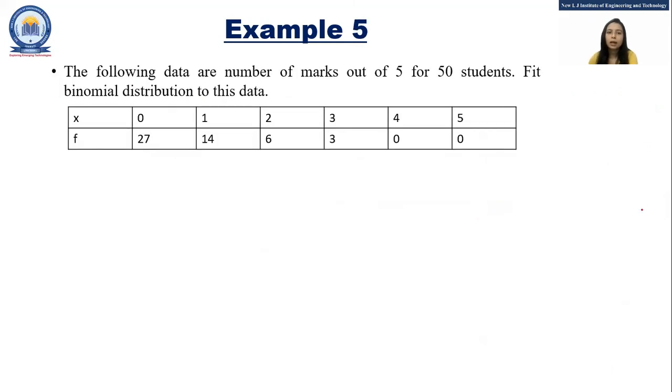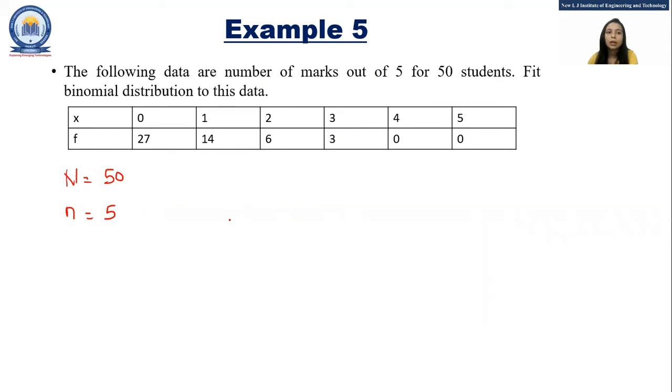The following data are the number of marks out of 5 for 50 students. So capital N is equal to 50, small n is equal to 5. Fit the binomial distribution to the following data. Here the number of successes and the frequency is given. So this is the number of successes with the actual frequency. As we have discussed, the binomial frequency distribution is nothing but the number of successes together with the expected frequency.